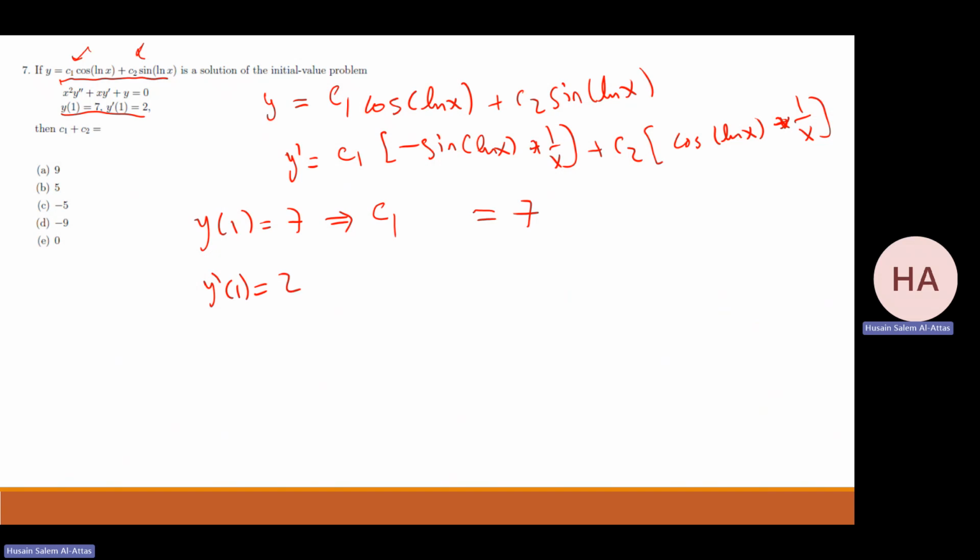y prime at 1 equals what? Now, ln 1 is 0, sine 0 is 0 over 1, so it's 0. So I have C2. Here ln 1 is 0, cosine 0 is 1 over 1. That will be 1. That's equal to 2. So what is C1 plus C2? 7 plus 2, which is 9. Easy one.